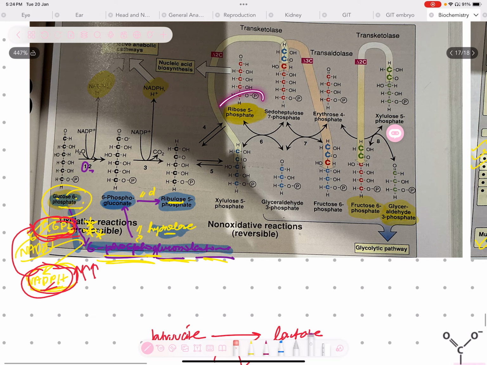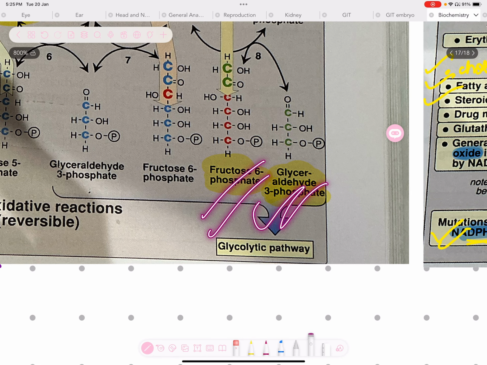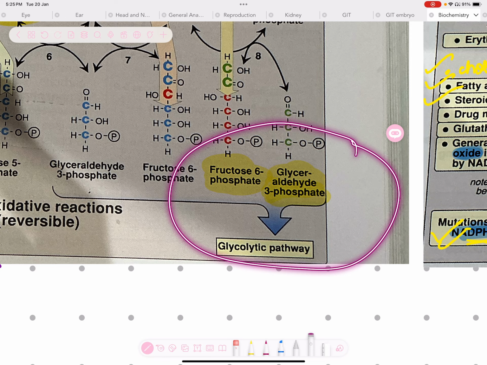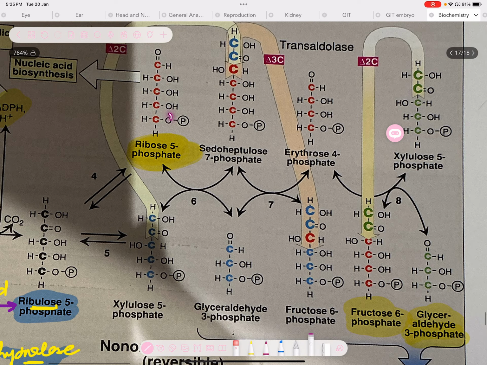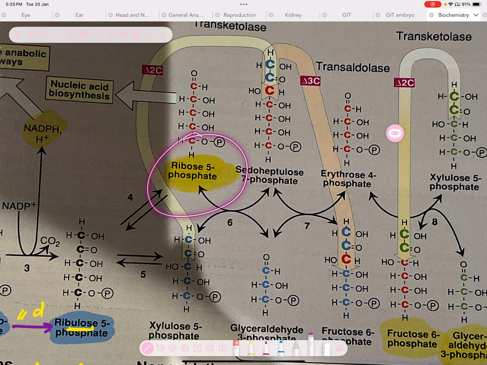So starting off, you need to understand that in the HMP shunt, we're using glucose 6-phosphate in order to produce ribose 5-phosphate and also fructose 6-phosphate and also glyceraldehyde 3-phosphate. Now, I'm sure you're very familiar with fructose 6-phosphate and glyceraldehyde 3-phosphate because these are not products exactly, but they're substrates of your glycolysis, right? So these will easily go and incorporate in the glycolytic pathway. And this ribose 5-phosphate is very important because it is useful for nucleic acid biosynthesis. So it produces RNA, DNA, FAD, NAD, and a lot of other things.